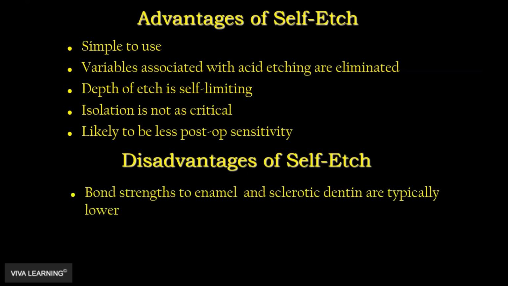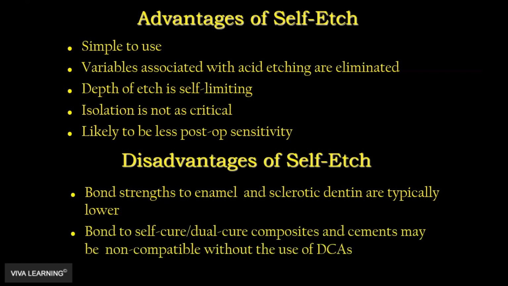The disadvantages are bond strength to enamel and sclerotic dentin are typically lower, and bond to self-cure and dual cure composites and cements may be non-compatible without the use of dual cure activators. So this is something you have to be aware of if you're using a self-etch technique and you're using dual cure or self-cure resins and composites. So you have to read the manufacturer's instructions. You have to know what the product capabilities are, but it's important to know.